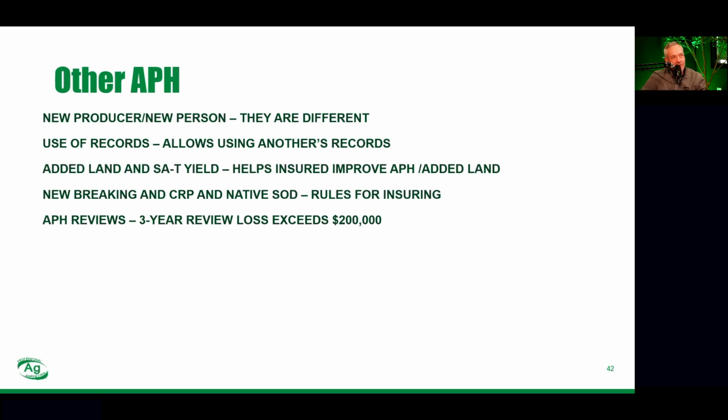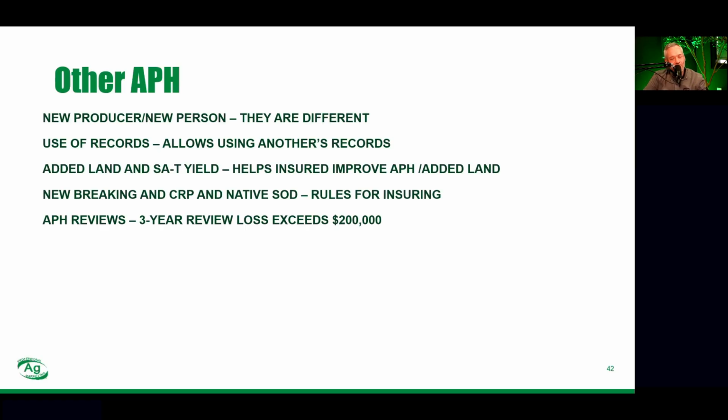Okay, a few other things there. New producers, new persons. If I'm new to crop insurance and I'm adding a county, adding a crop for the first time, I'd be a new producer. I would get to use 100% of the county T yield in those cases in establishing the APH. If I have added land, I can use another T yield factor. CRP, native sod rules also have some different ways to establish APH on ground that hasn't been farmed for a number of years.